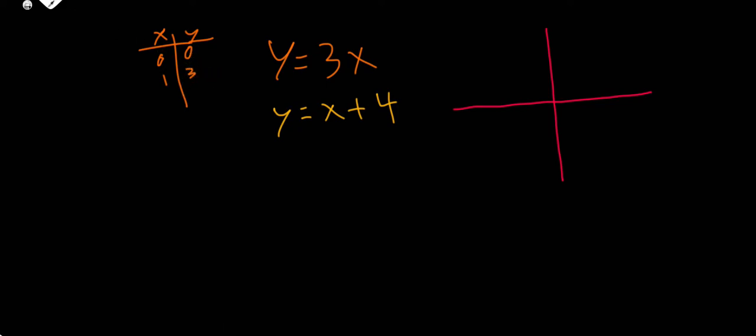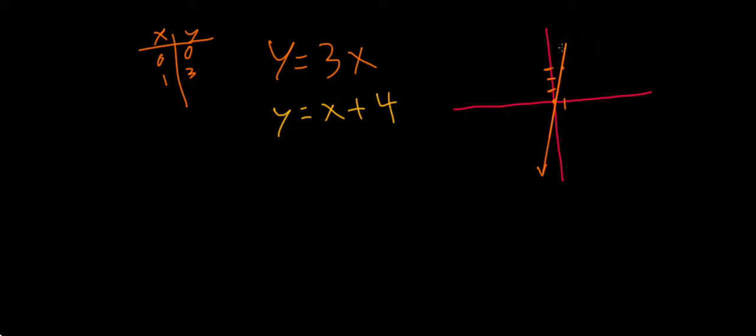Let's graph the first one actually. So we have 0, 0, which is our first point, and then we have 1, 3. So 1, 1, 2, 3, right there. Okay, so this right here is our first line. So let's go ahead and draw a line through these 2 points. Something like that. So that right there is our first line.